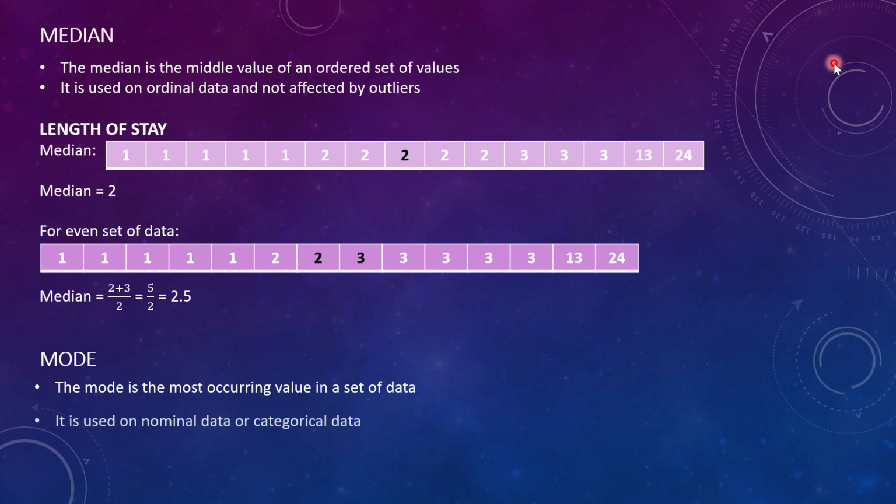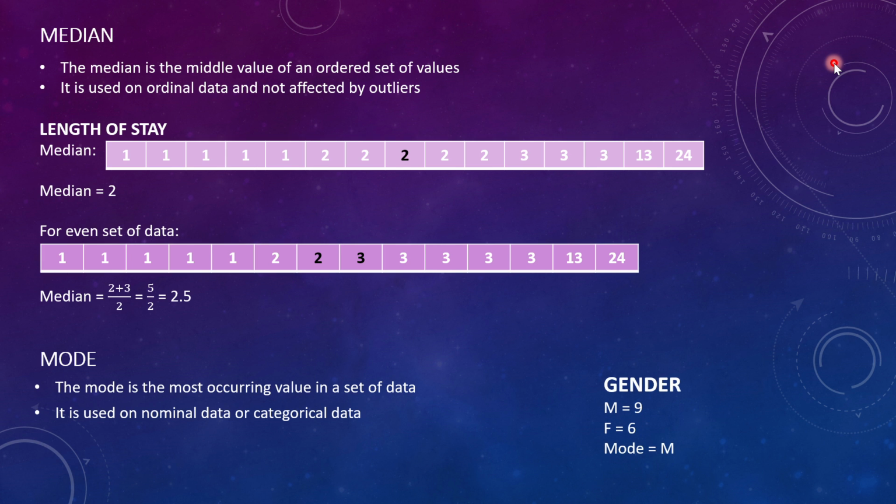It is used on nominal data or categorical data. If the hospital is interested in knowing the gender with the most visits to the hospital, the mode can then be used since gender is categorical data. In our case, the male gender visited the hospital the most. Another very important application of measures of central tendency is in replacing missing values in a data set.